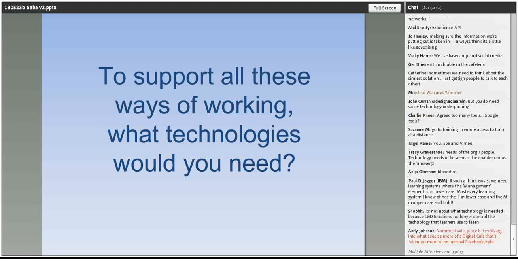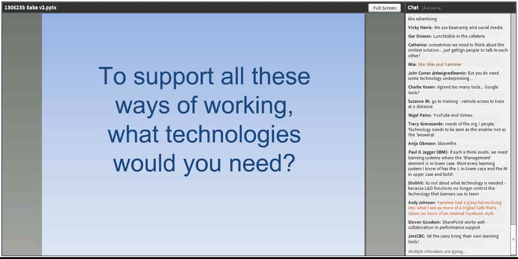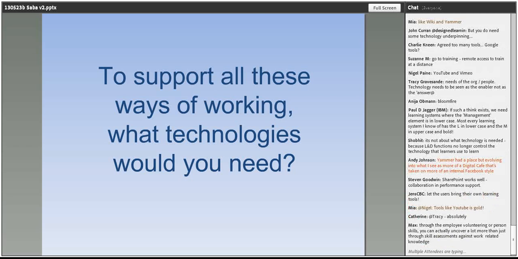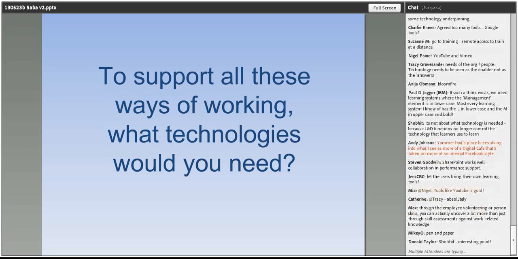Well, I'm going to back away there and leave you with the thought that there are all these ways of working. What sort of things can we do to try and provide an infrastructure to support it? And I'm going to pass on to Steve.